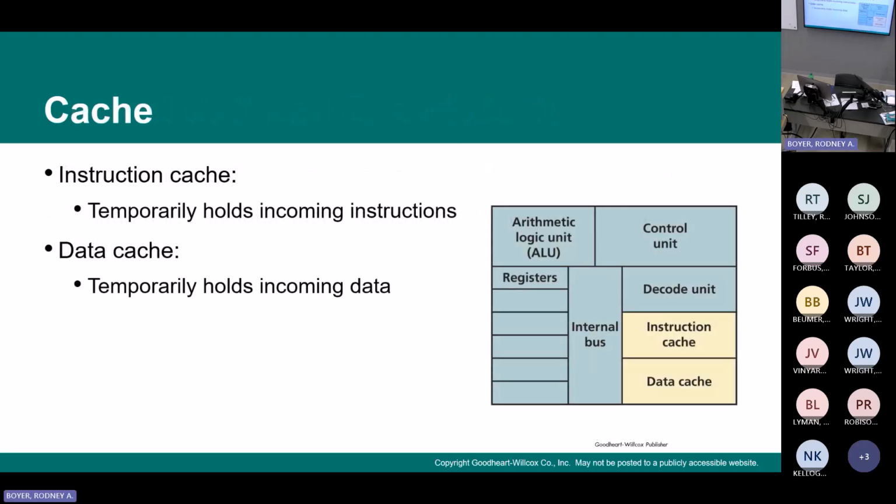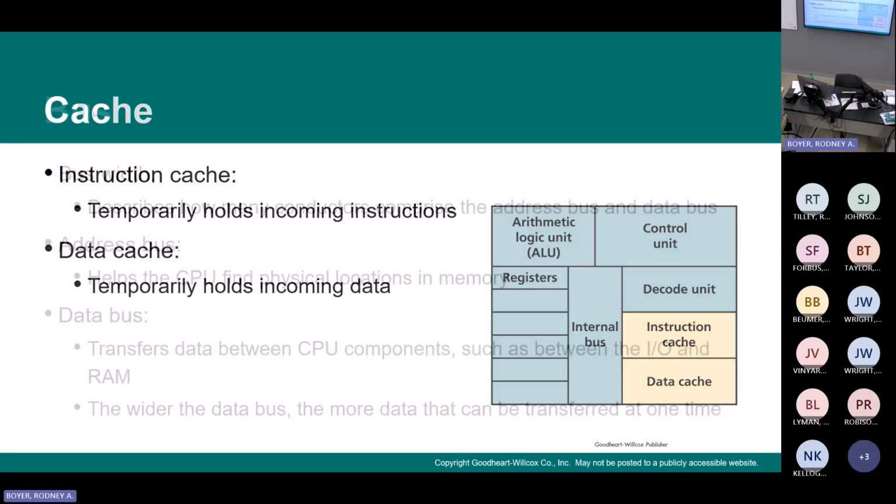And then the instruction cache memory holds the incoming instructions, and data cache holds incoming data. Those are both temporary. It needs it long enough to do its calculation and discards it. When it says, hey, I need the next bit of information, it overwrites whatever's in there once it's done with it.